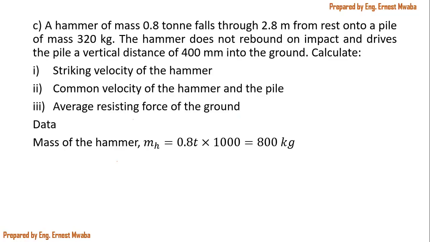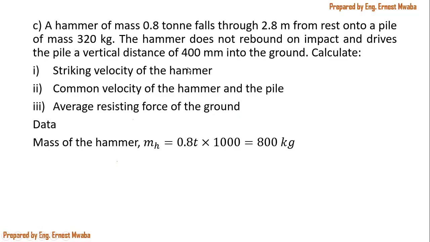Information. So what we are seeing is that here is a hammer. This could even be a forged hammer, held at a height of 2.8 meters from where the pile is resting. Then it is dropped, allowed to fall through that height. When it hits onto the pile of 320 kg, this combination of the hammer and the pile penetrate the ground by this much, 400 millimeters.